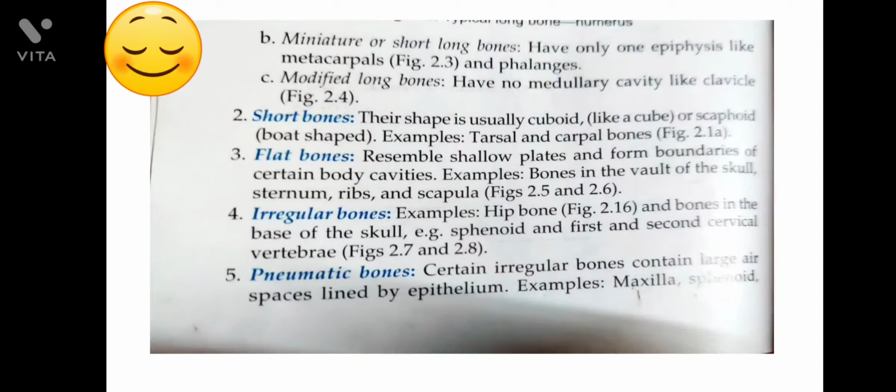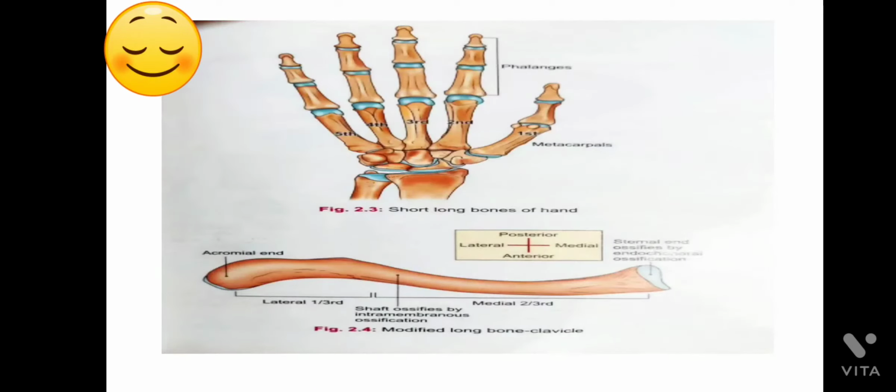Now come miniature or short long bones. These have only one epiphysis. Examples are metacarpals and phalanges. Now come the modified long bones. These have no medullary cavity, such as clavicle.